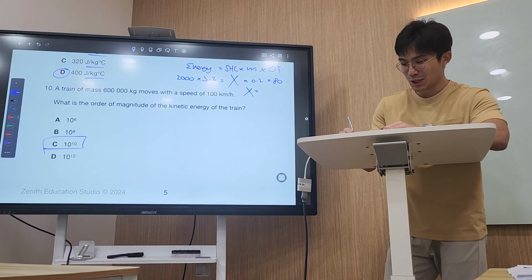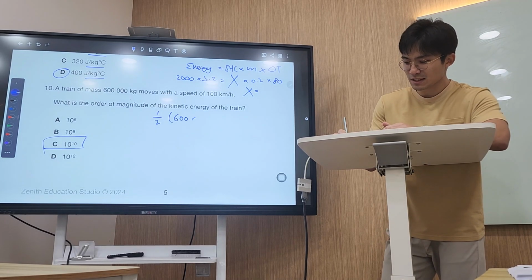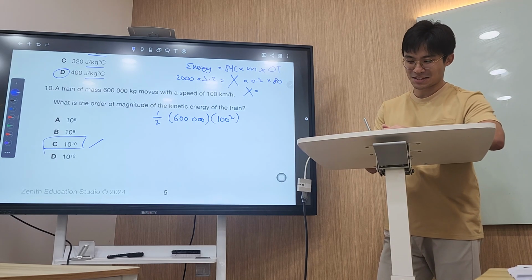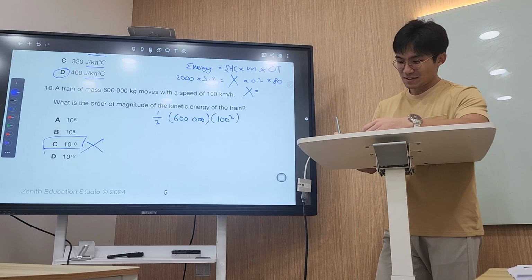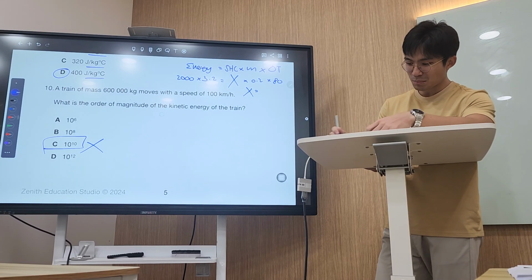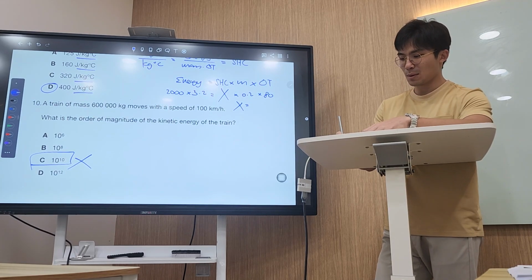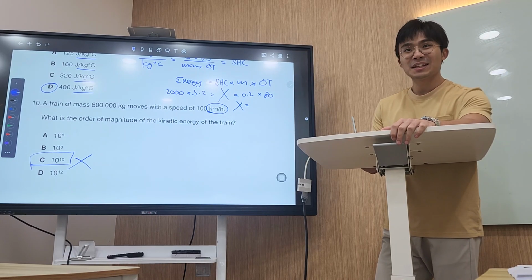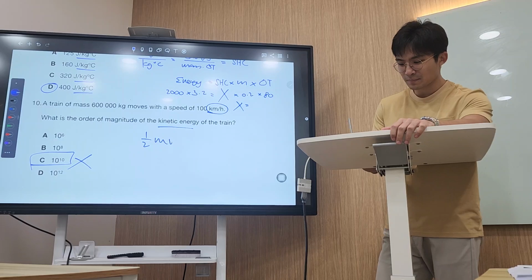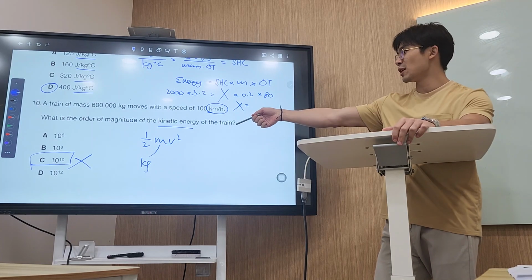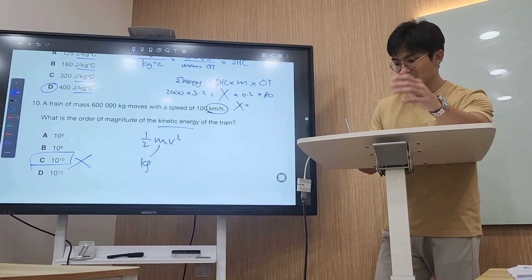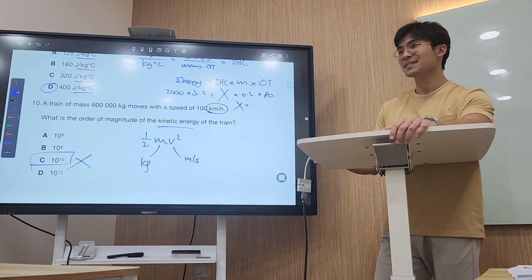Okay, wait, what do you all do? You all do half times 600,000 times 100 squared. Yeah, I think it's A. Okay, that is not C. Why? This is in kilometers per hour. Kinetic energy, when you use half mv squared, this should be kg. What unit should your velocity be in? Meter per second.